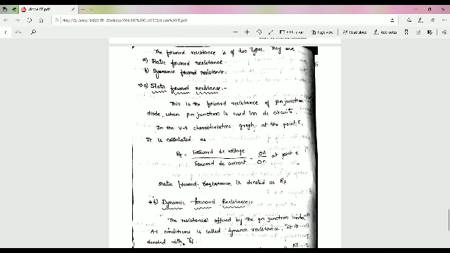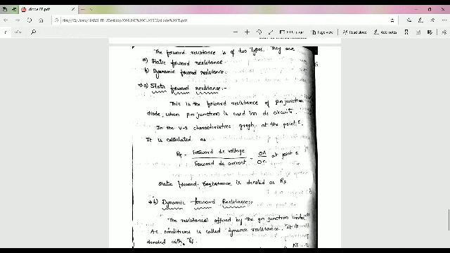Static forward resistance is denoted by capital RF. And another one, dynamic forward resistance. It is the resistance offered by the PN junction under AC conditions, whereas static forward resistance is for DC conditions. It is called the dynamic resistance, denoted as small rf. The dynamic resistance is the reciprocal of the slope of the forward characteristics.